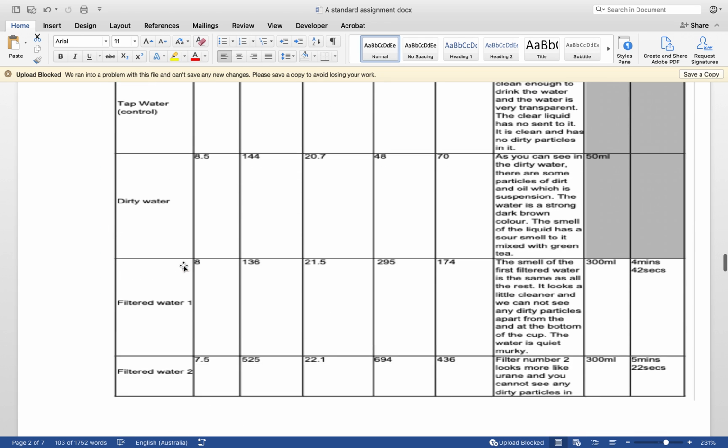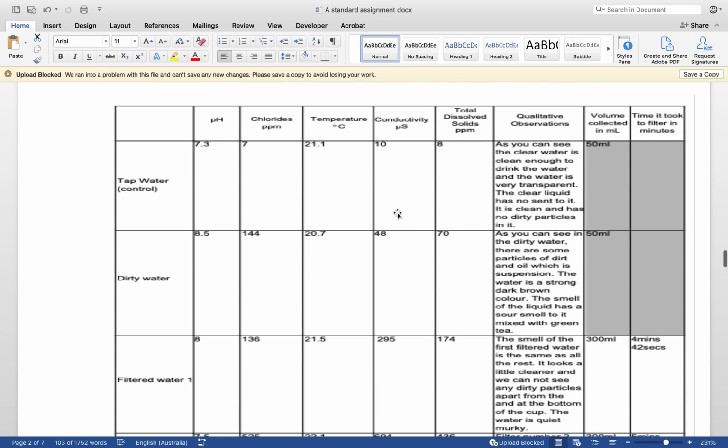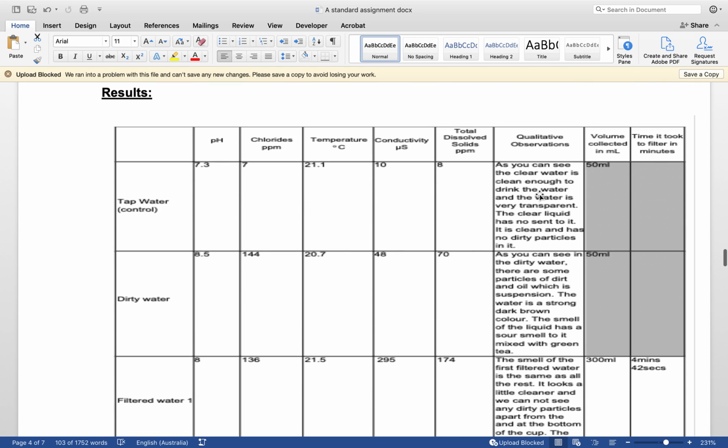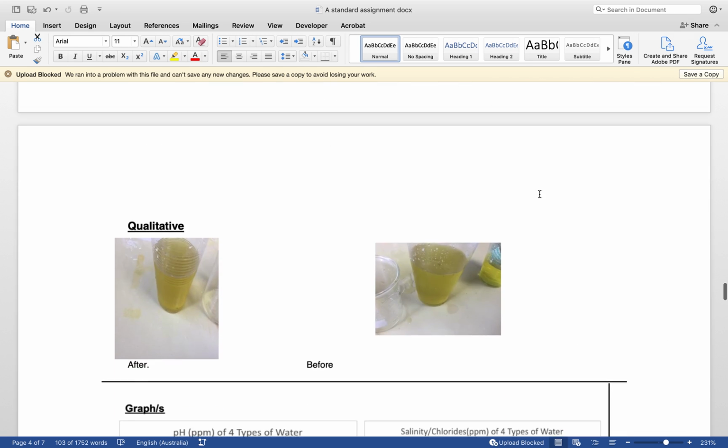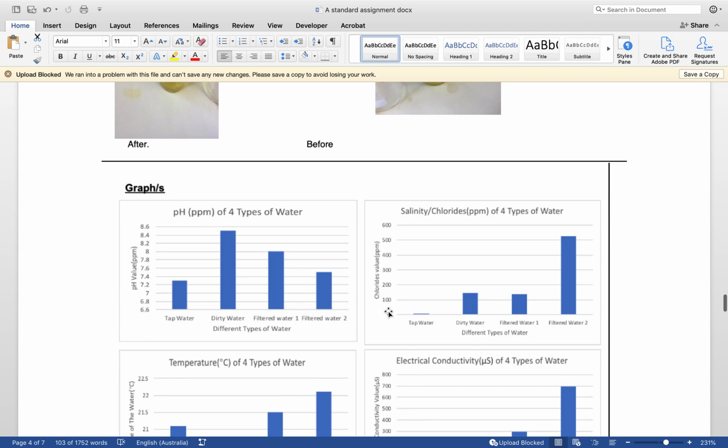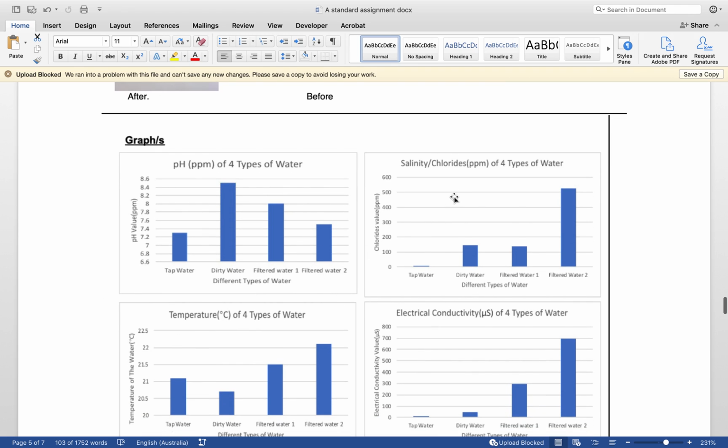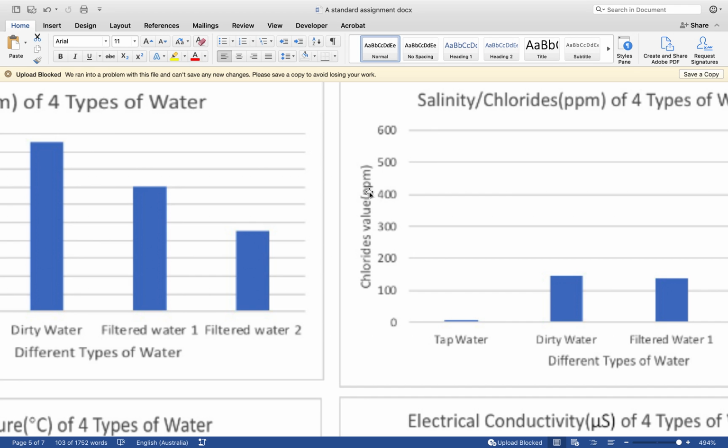Now, this group here, a really comprehensive table. Look at all that information. Lots of information in the table, lots of qualitative observations. That's really good. They've also included a picture or a diagram or a photo, so that's really good. And look at their graphs, very clear titles. They've included the units there.